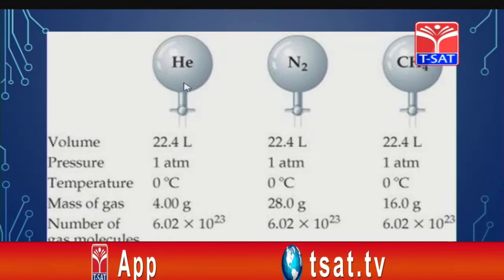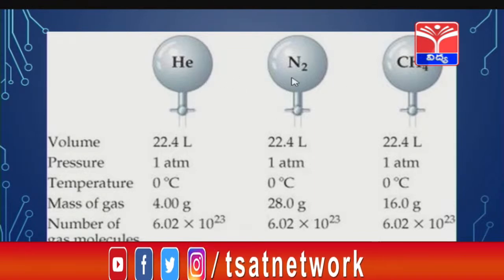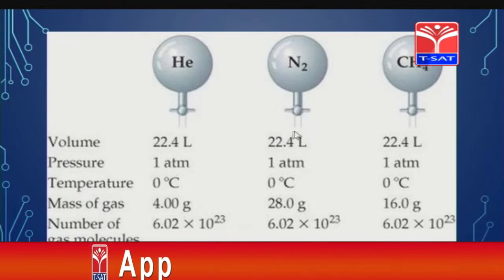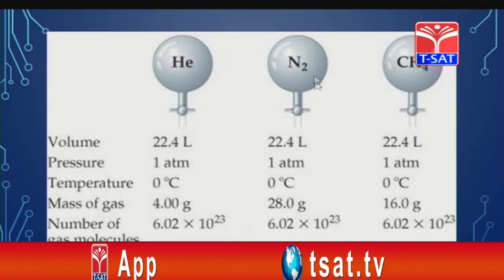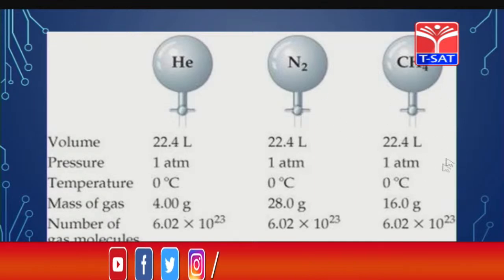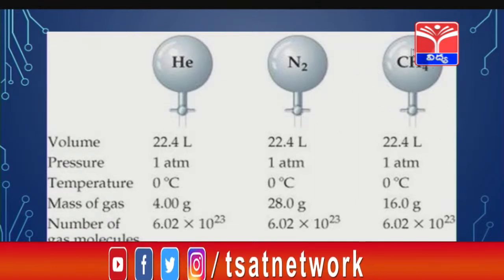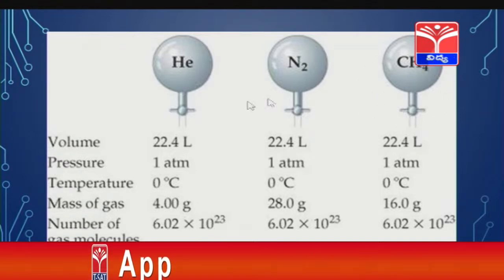So, you can just say that 22.4 liters of helium gas contains Avogadro number of helium atoms. Now, if you are considering 1 mole of nitrogen molecules, 1 mole of nitrogen contains 6.022 × 10^23 molecules, and 1 mole of methane gas occupies 22.4 liters of volume and contains Avogadro number of methane molecules.